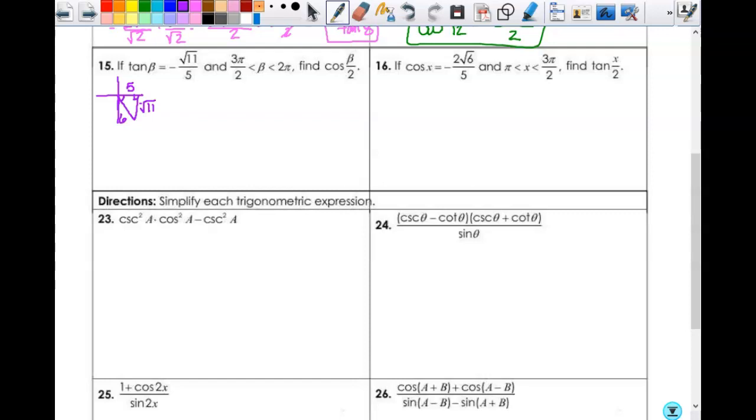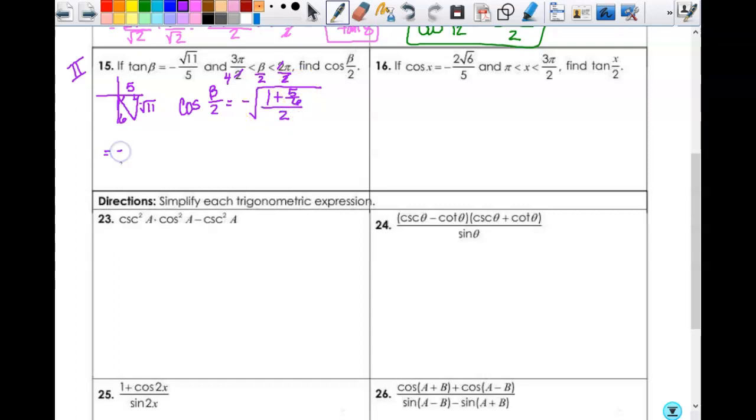Now, I need to figure out what quadrant I end up in. So remember, this is beta. I need to know where beta over 2 is. So if I divide that by 2, I have to divide each one of these by 2. So that means that the half angle is between 3 pi fourths and pi. So that's going to put me in the second quadrant. So my final answer is actually in the second quadrant. Then I substitute this in. Cosine of beta over 2 equals, well, it's not plus or minus, it's just minus because I know I'm in the second quadrant, square root of 1 plus 5 over 6 all over 2.